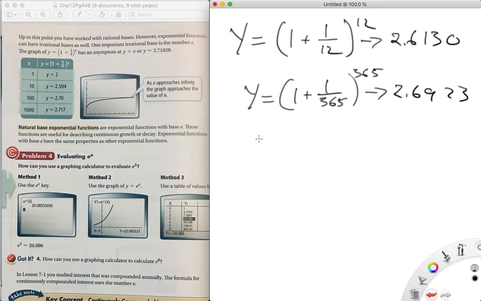What if I did it every hour? So that would be 1 plus 1 over, there's 365 days out of the year, times 24 hours in a day. What would I get?